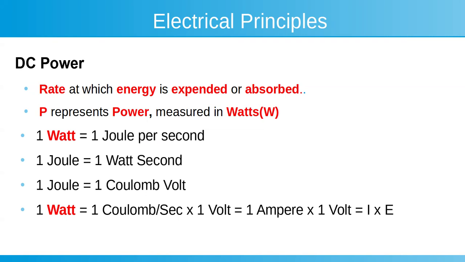And if you remember, a joule was 1 watt second, or 1 coulomb volt. Okay, so a coulomb of charge at a 1 volt potential would be equivalent to 1 joule of energy. So the formula down there is all those things and how you get back to current times voltage. They represent 1 watt of power.